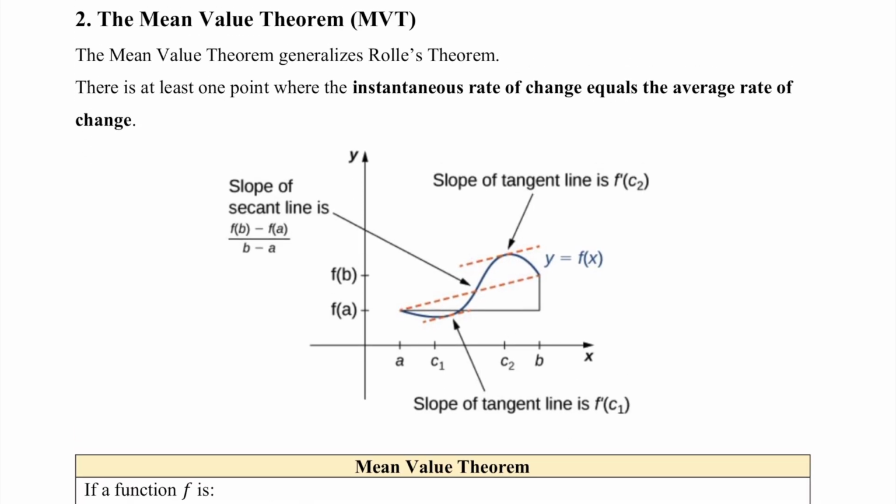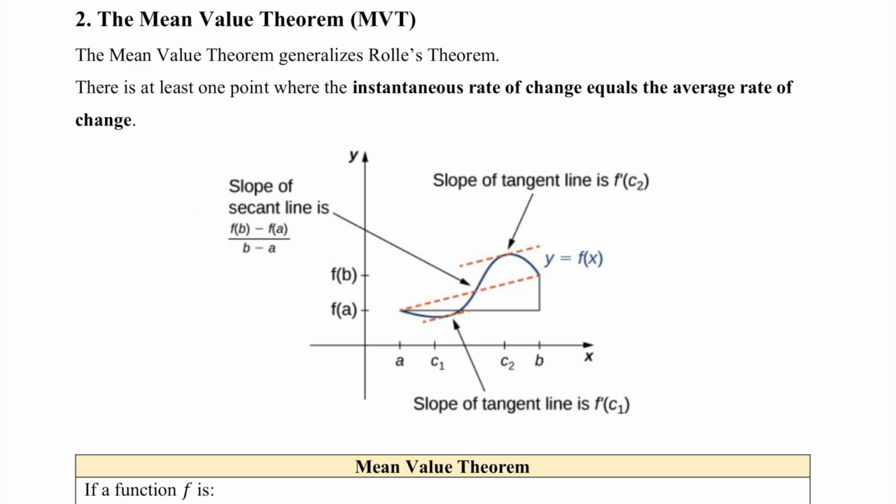Let's look at the graph to understand this. We have a function from A to B. First, look at the straight line connecting the two endpoints. This is a secant line, and the slope of this line equals f of b minus f of a over b minus a. This represents the average rate of change over the entire interval.